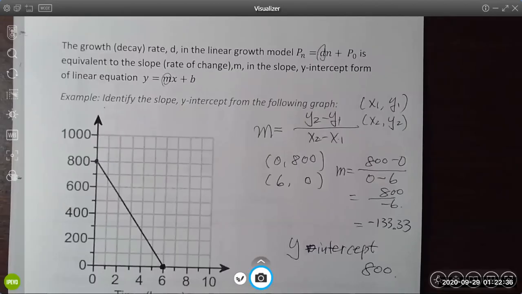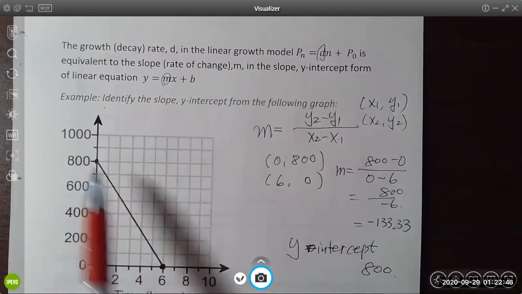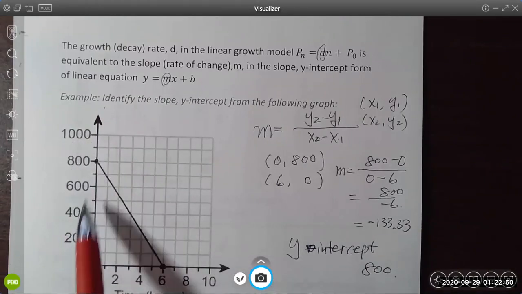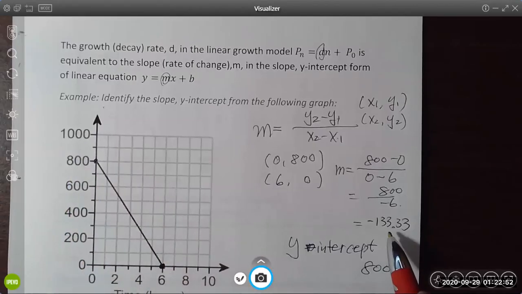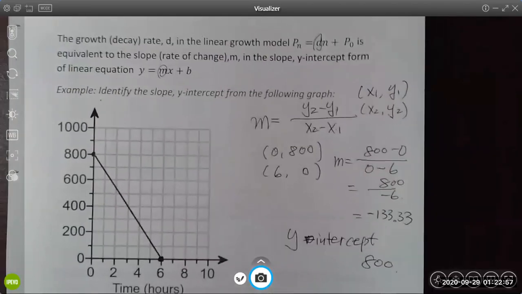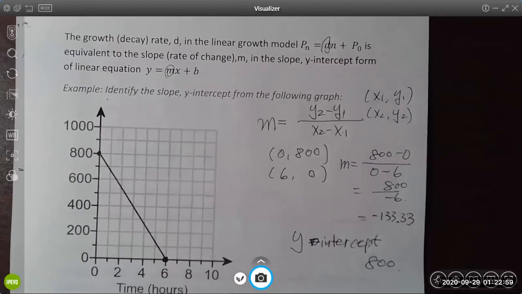Okay. So what this means is that for every hour, the hour from left to the right increasing, every hour passed, this value, I don't know the unit, it didn't give us a unit. The value on the y-axis will decrease by 133.33 for every 1 hour passed. That's the meaning of that slope.